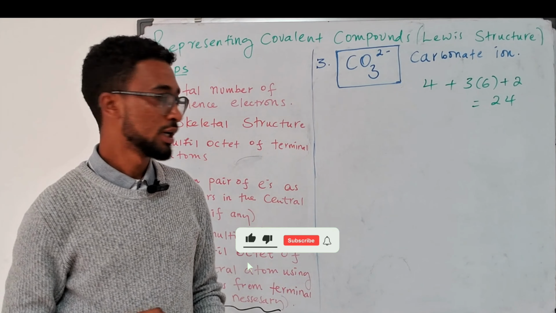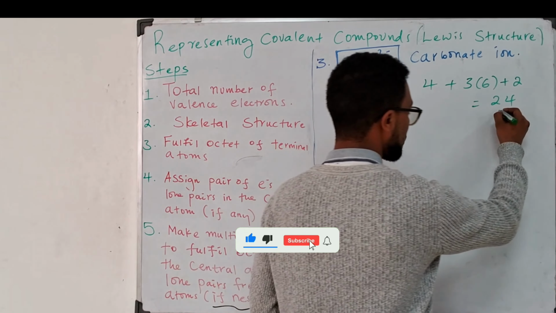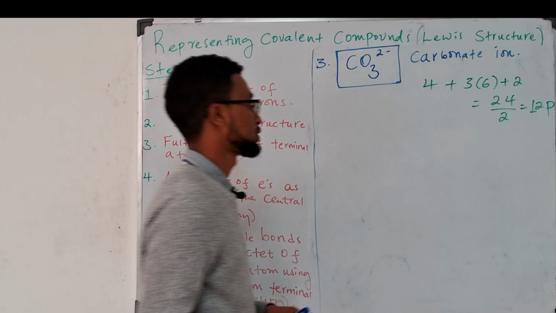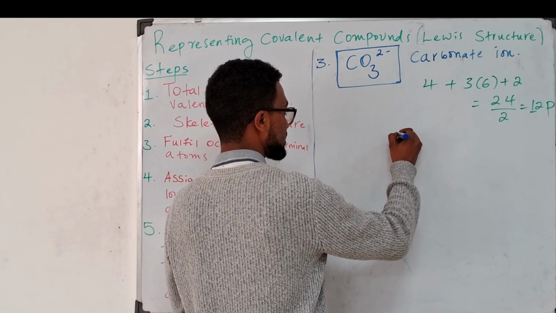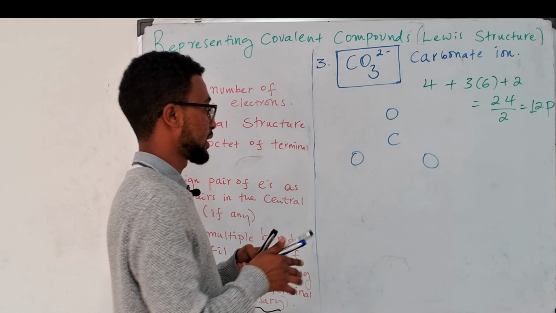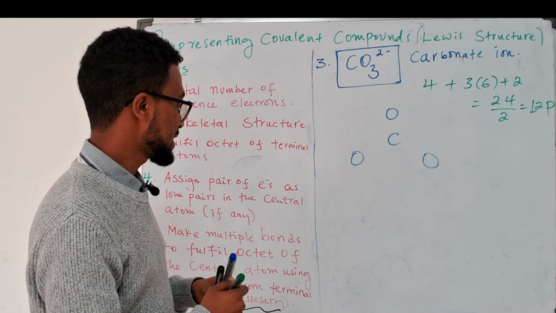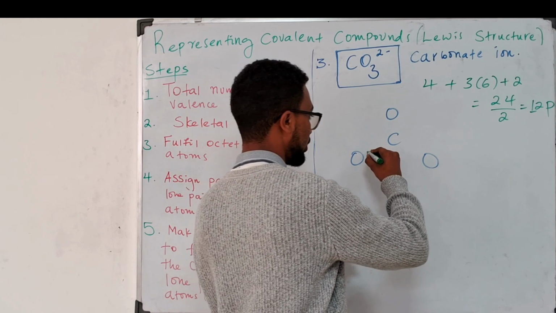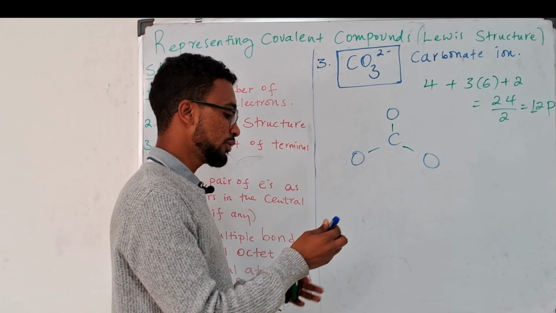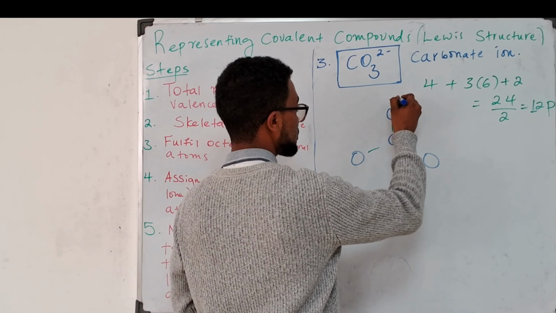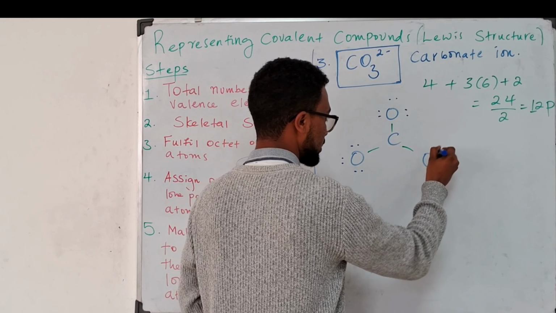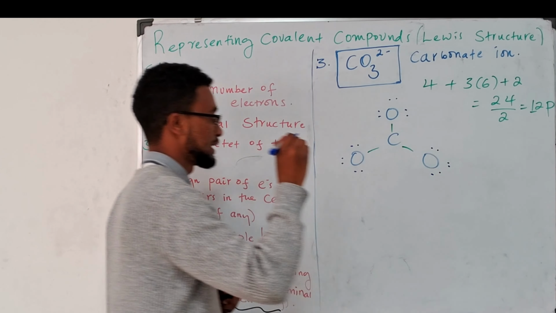24 electrons here. Let me divide this by 2 to pair them up. This would be 12 pairs of electrons. We have carbon in the center and 3 oxygens around carbon. The skeletal structure includes a single bond between these bonded atoms, okay? Let's fulfill the octets. So 1, 2, 3, 4, 5, 6, for each oxygen.